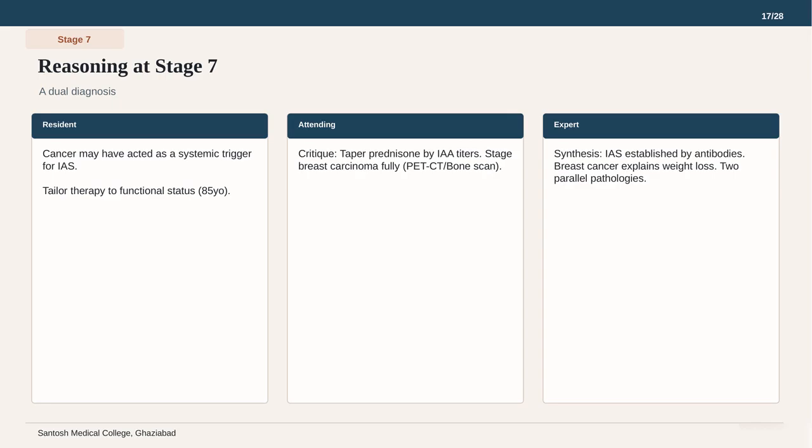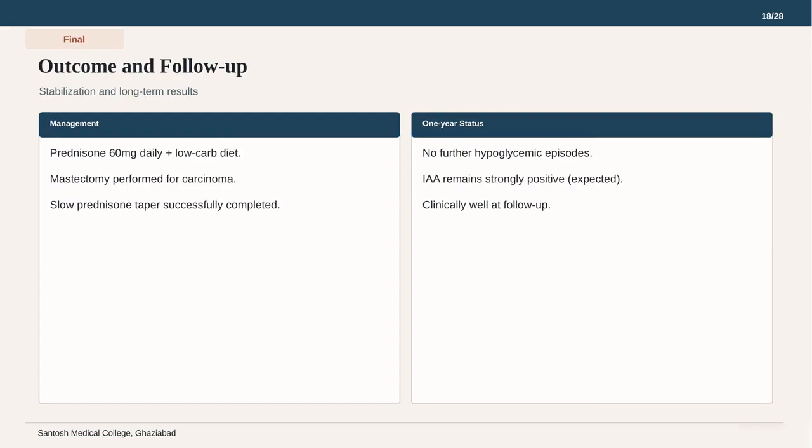Let us look at how the patient fared after treatment. As you can see in the management panel on the left, the patient was started on 60 milligrams of prednisone daily alongside a strict low carbohydrate diet to prevent massive insulin spikes. She also successfully underwent a mastectomy for her breast carcinoma, followed by a slow, carefully monitored taper of her prednisone.